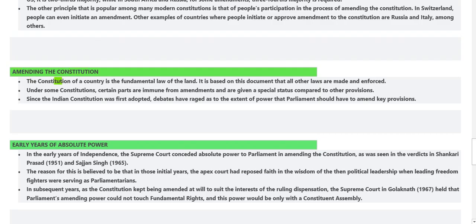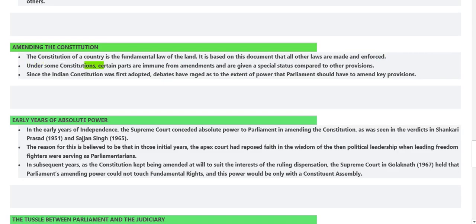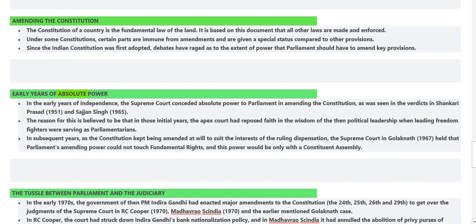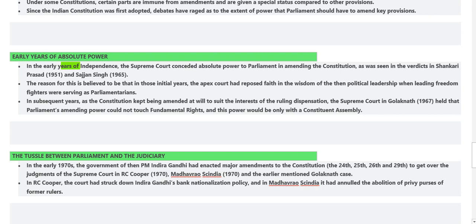Amending the constitution. The constitution of a country is the fundamental law of the land. It is based on this document that all other laws are made and enforced. Under some constitutions, certain parts are immune from amendments and are given a special status compared to other provisions. Since the Indian Constitution was first adopted, debates have raged as to the extent of power that Parliament should have to amend key provisions. Early years of absolute power.